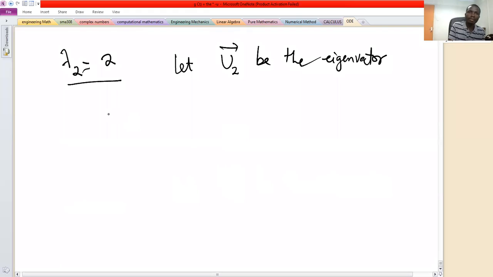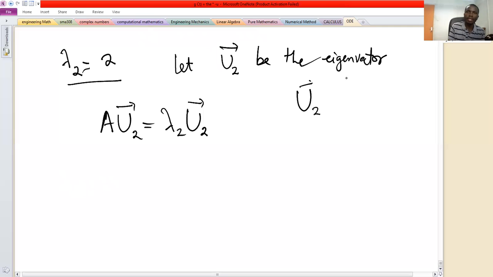So it means that you'll have a U2 equals to lambda 2 U2. And because we are dealing with a 2 by 2 matrix, then U2 can be written as, say, U1, U2, or you can even use X1, X2. So that A is 6, 8, minus 3, minus 4.